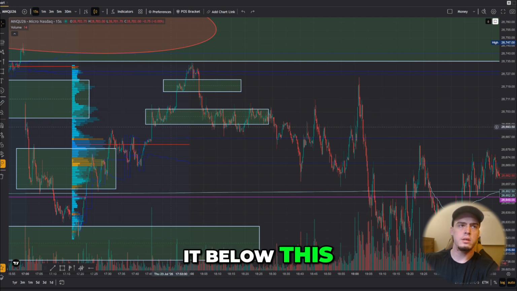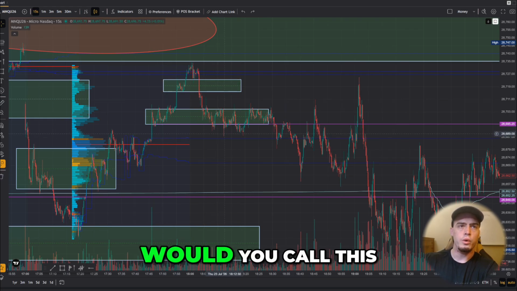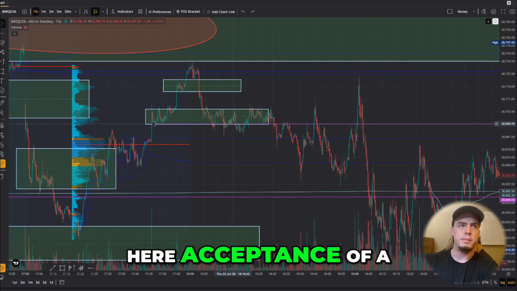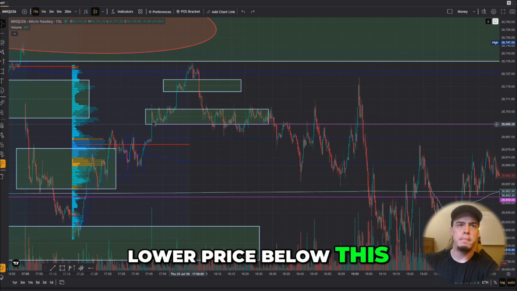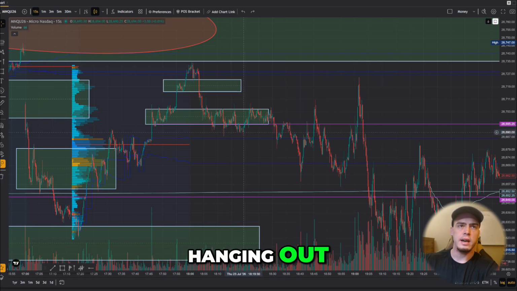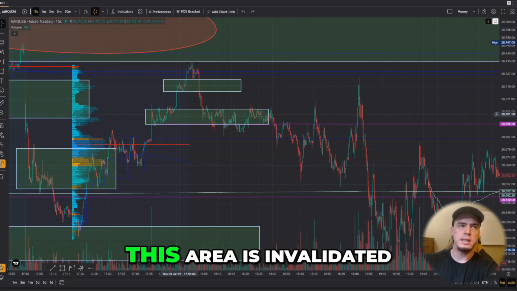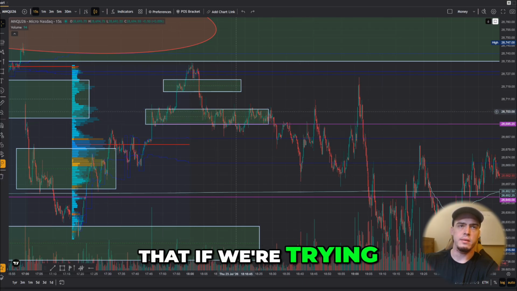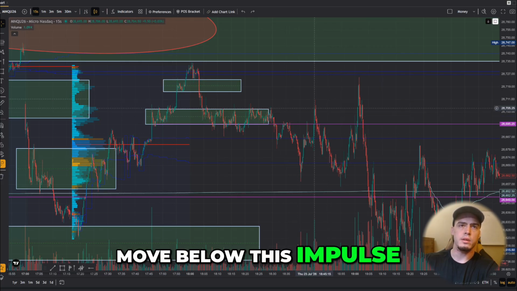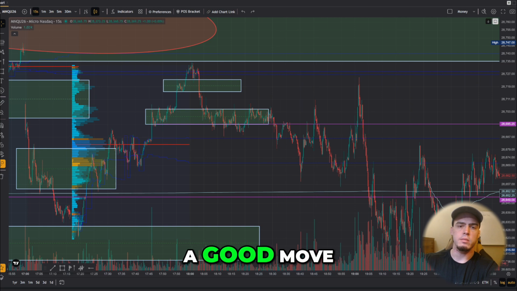Okay, we're starting to push below this right here again. We're starting to push below this. Would you call this down spike and then move immediately back up here acceptance of a lower price below this? I personally would not. However, once we start getting the closes down here hanging out, maybe. And once we get even further confirmation that this area is invalidated, and we're trying to sell for a quote-unquote better price for a move below this impulse, selling back up here after you get this quote-unquote acceptance of this is a good move.